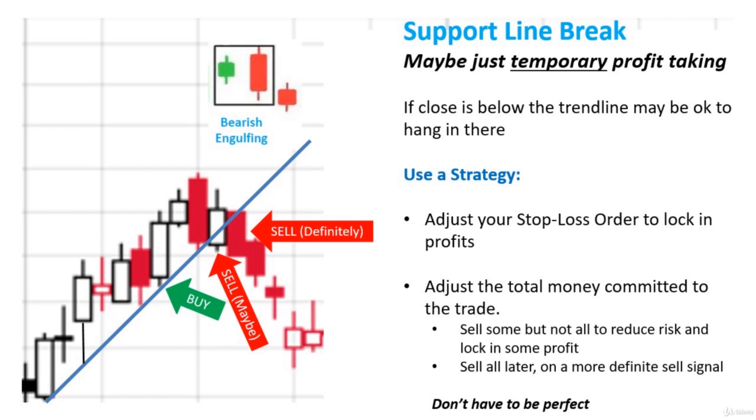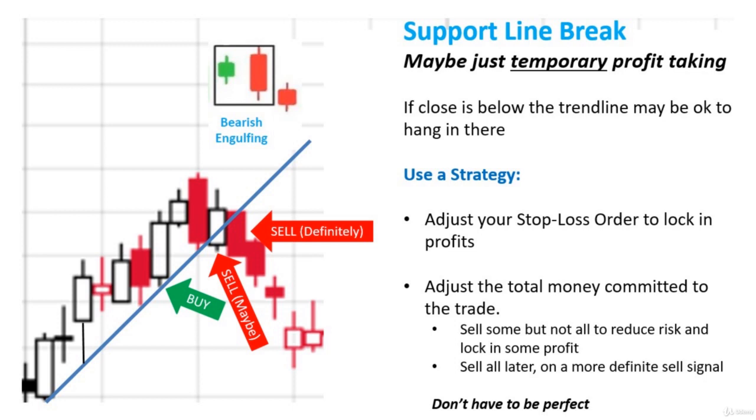The other thing you can do, like in this example, is adjust the total amount of money committed to the trade. So let's say we bought in here at a certain amount, and we say, okay, we're seeing some bearish signs, we're seeing support line breaks. Instead of selling everything, maybe we sell some, but not all of it, to reduce the risk and lock in some profit. And then we can sell all of it later as we get a more definite sell signal as it starts to make that turn.